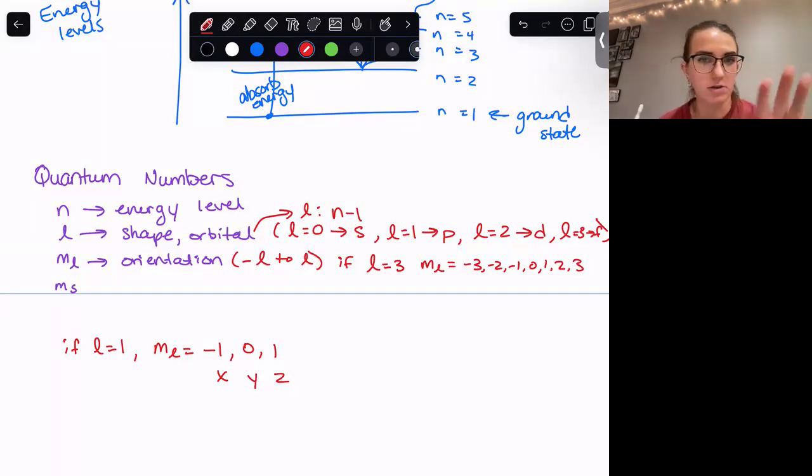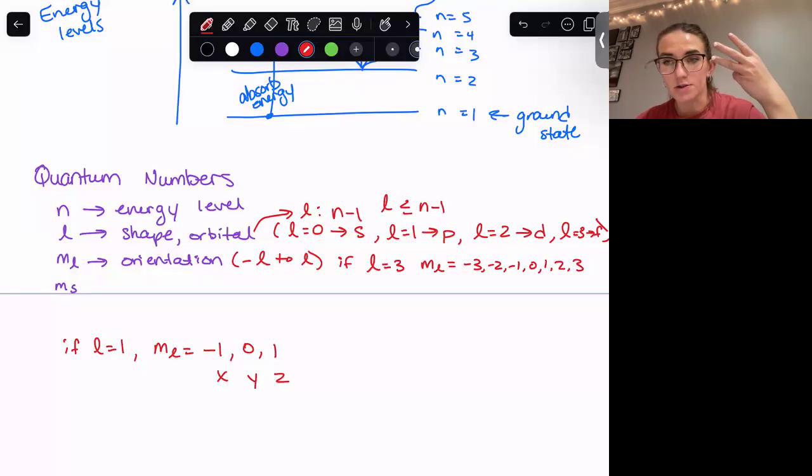And if I'm saying something wrong, just please correct me. So that's a great question. The rule is that l can be less than or equal to n minus 1. So it can be 3, but that also means it can be 2, it can be 1, and it can be 0. Because when you get to the fourth energy level, you have the s, the p, the d, and the f that you can all occupy.